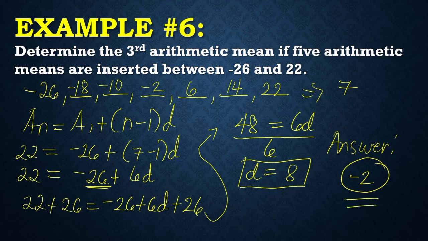Again, ang hinahanap natin dito is third arithmetic mean. Okay, so kapag wala yung third arithmetic mean na hinahanap, so ang sagot natin is syempre yung 5 arithmetic means na between negative 26 and 22.